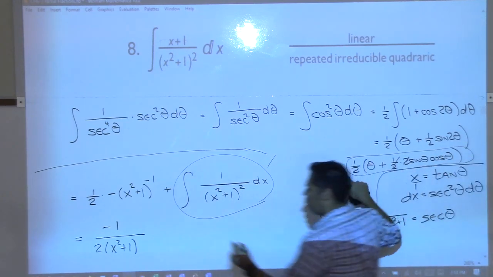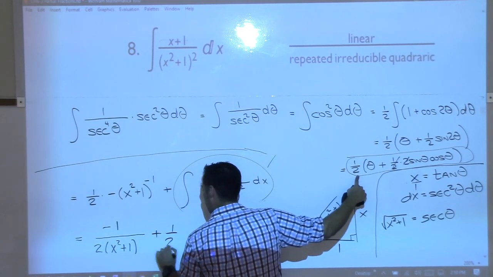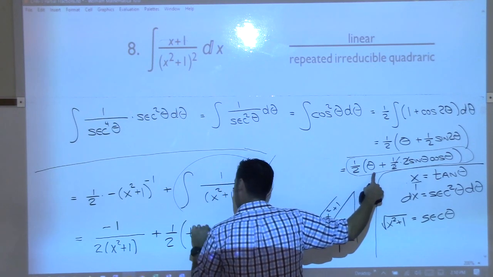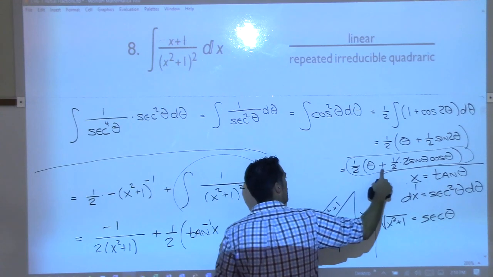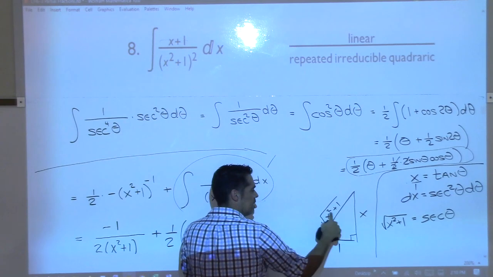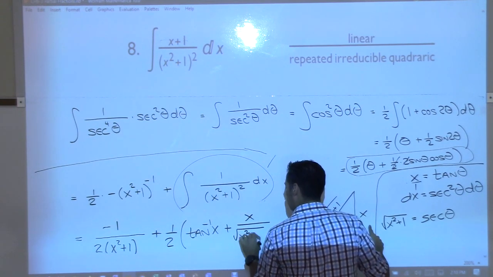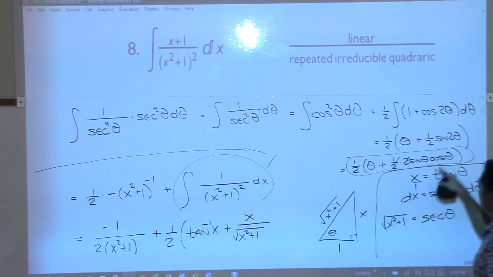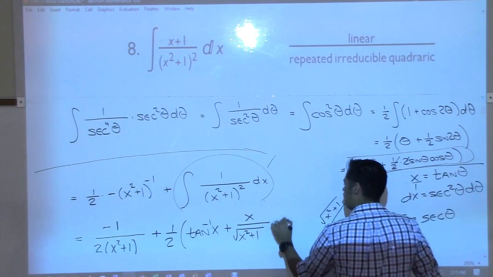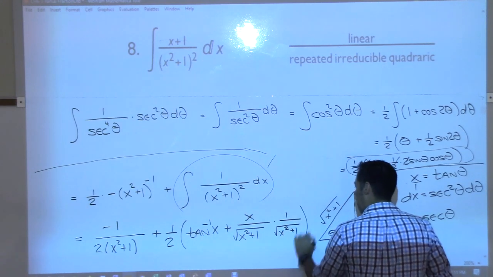So I'm going to put here plus 1/2, parentheses, theta, which you said was arctan of x. Plus, now the 2's and the half canceled out, sine theta, which is this over this. So x over the square root of x squared plus 1. And then times cosine theta, which is this over this. So times 1 over the square root of x squared plus 1. Plus c.